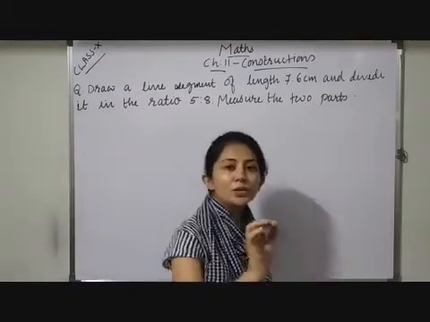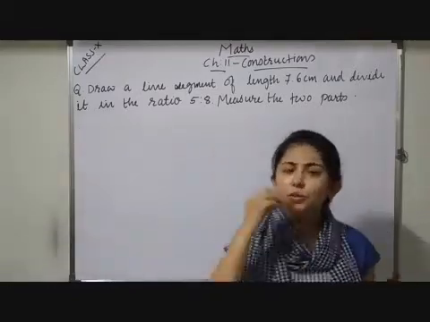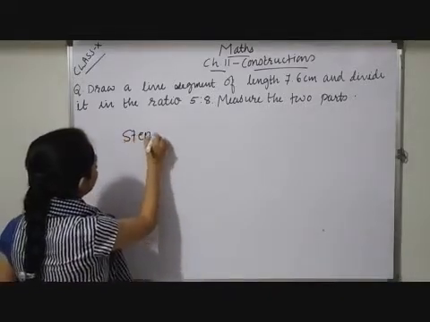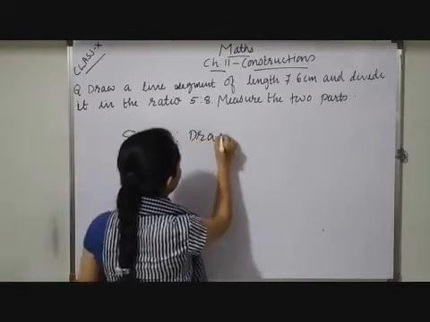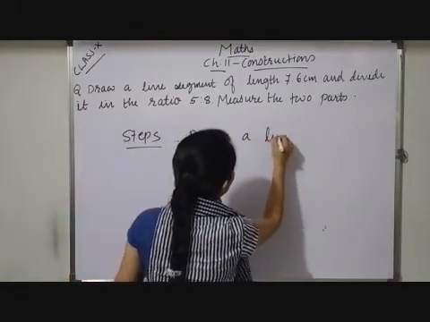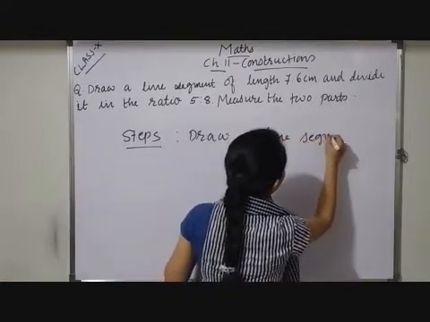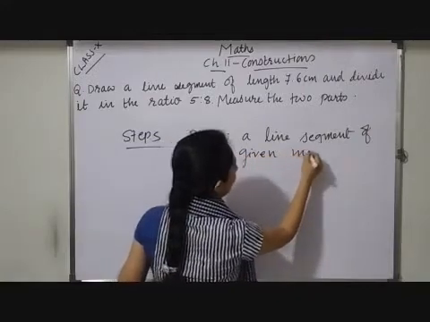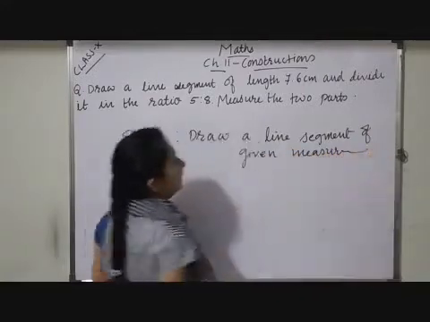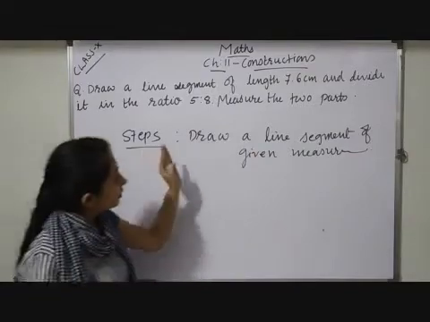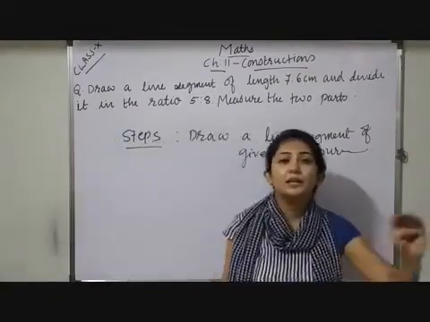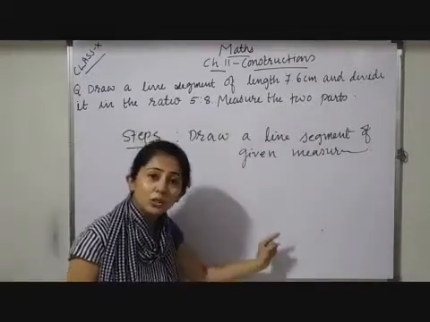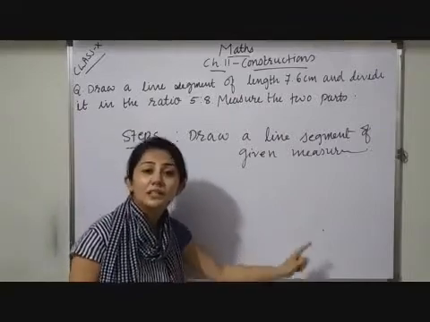Now suppose you want to divide any segment into any given ratio. So what you have to do, first of all, draw a line segment of given measurement. Suppose the measurement given is 8 centimeter. So at that time I have to draw, using a ruler, a segment of length 8 centimeter.